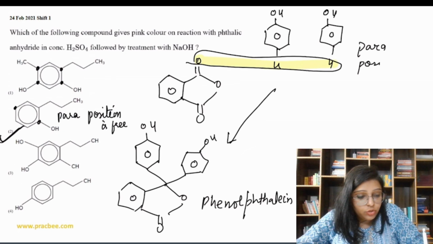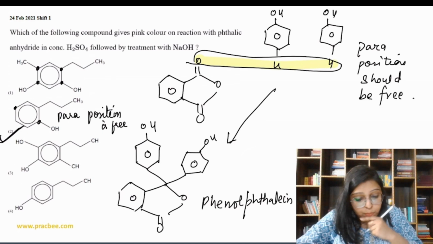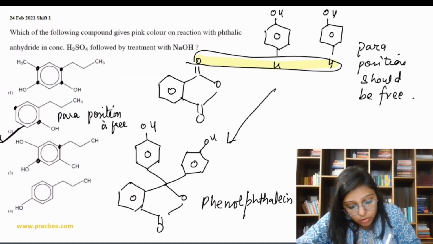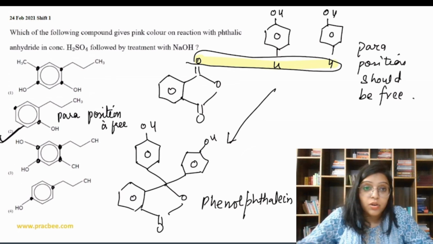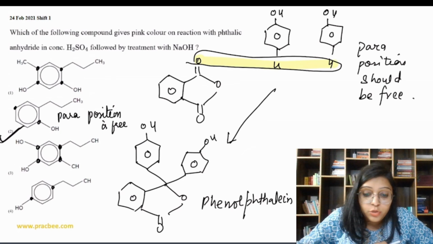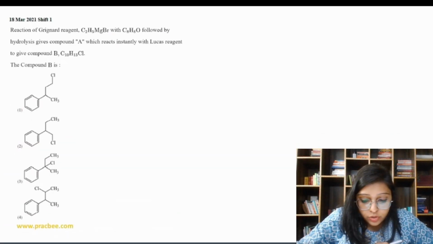Para position should be free, right? This is the trick. This is the key point. Here para position is not free. Para position is occupied, right? So we cannot form phenolphthalein. So option 2 is going to be the correct answer. Clear? Now let's do next question.